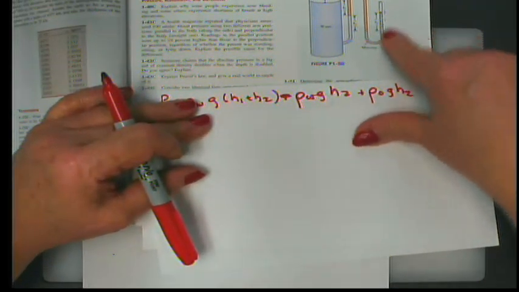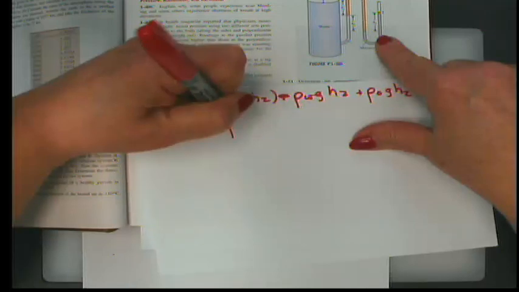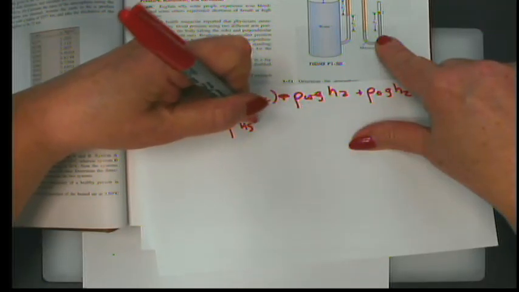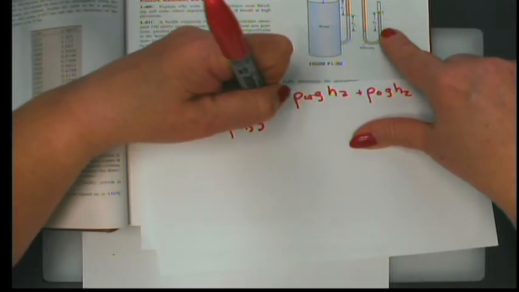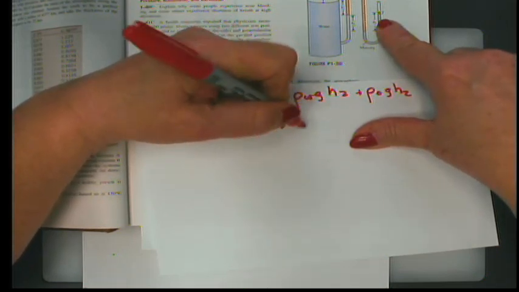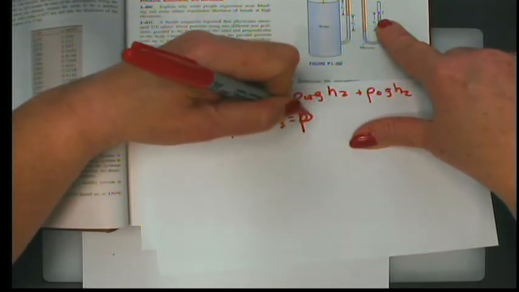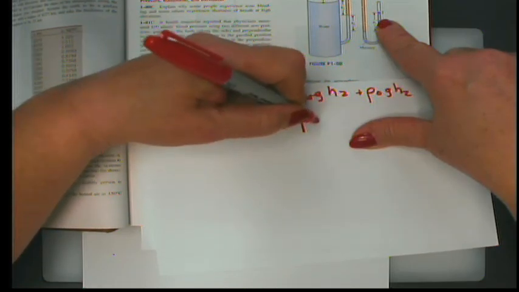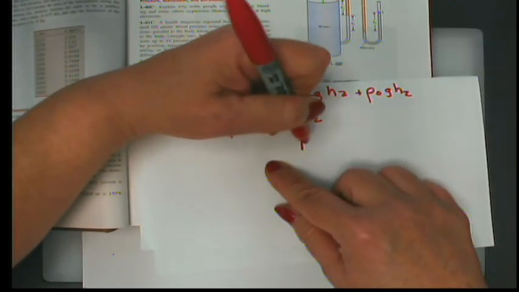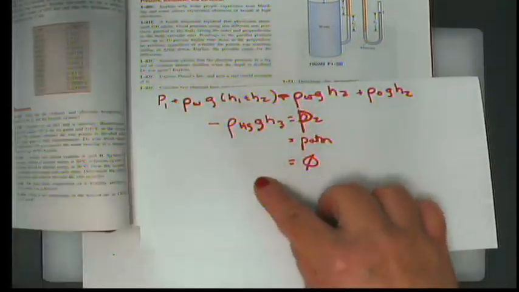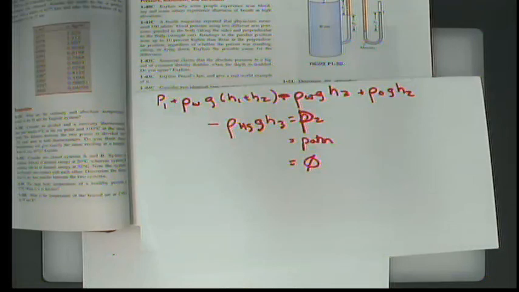Then we come up in the mercury, which is minus rho mercury times G times H3 equals the pressure, not rho, but the pressure at point 2, which is the pressure of the atmosphere, which, because we're talking about gauge pressure, we will just call equal to 0. And at that point, you can just pull everything else over to the other side of the equation and solve for P1. And that will give you the gauge pressure of that water above the column of air.